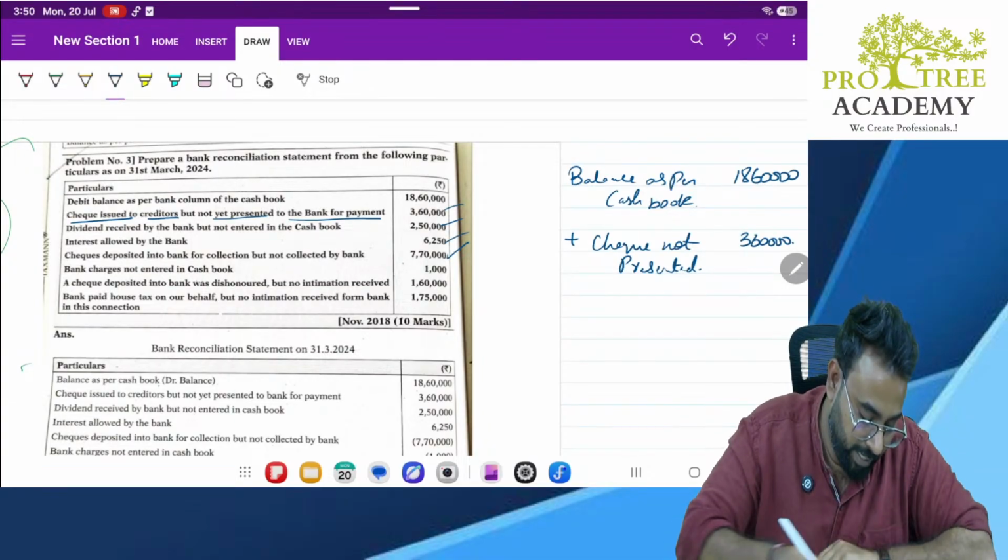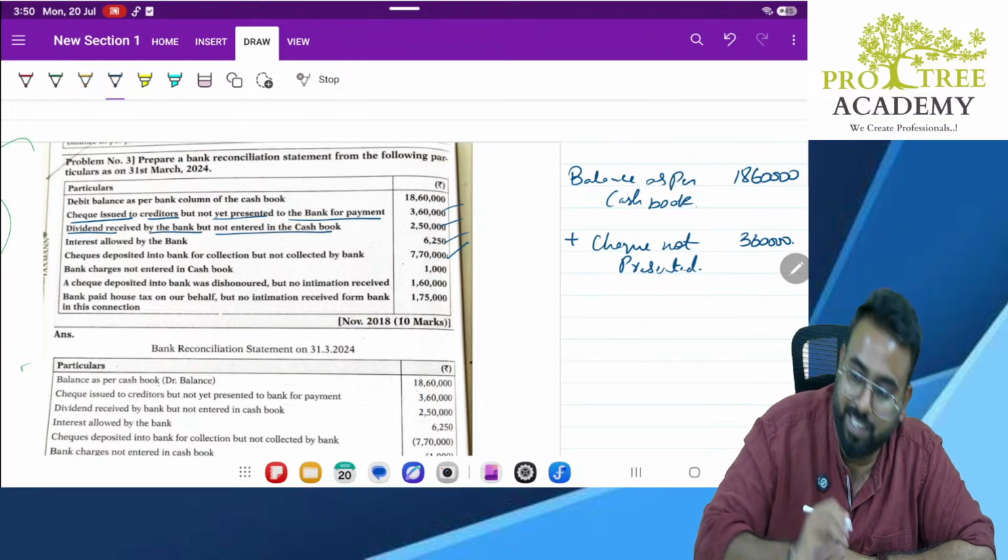Correct? Huh? Next. Dividend received by the bank but not entered in the cash book.